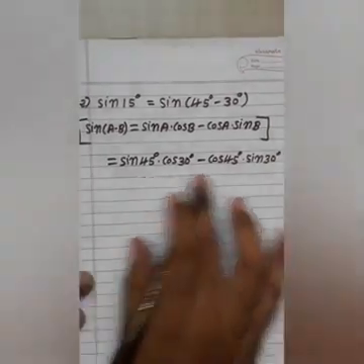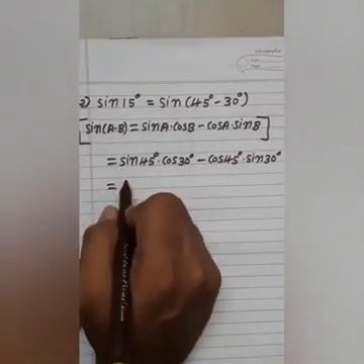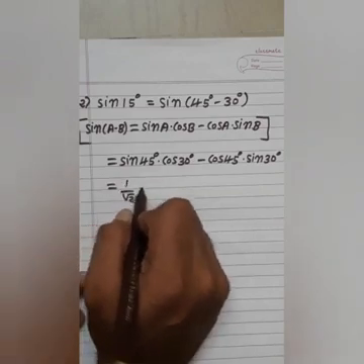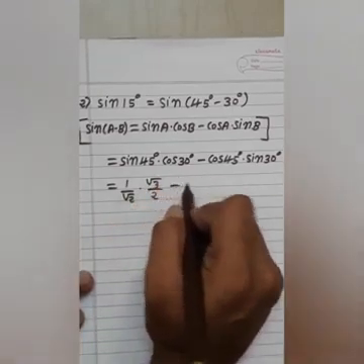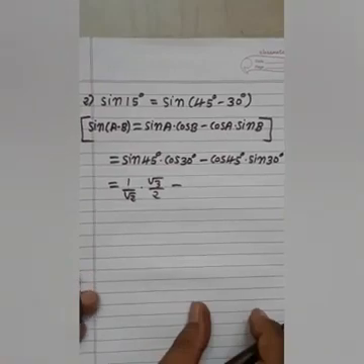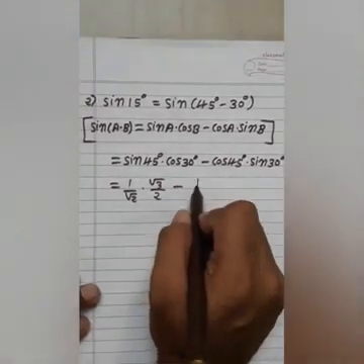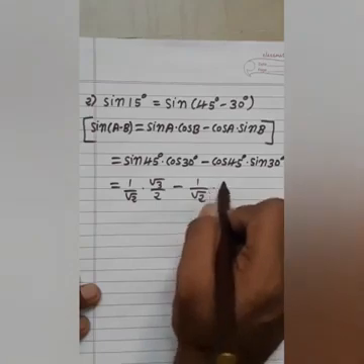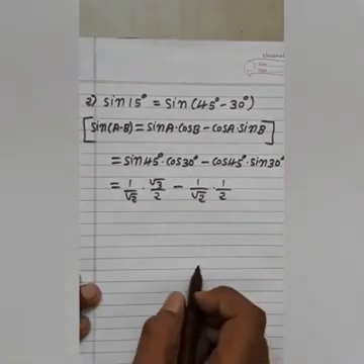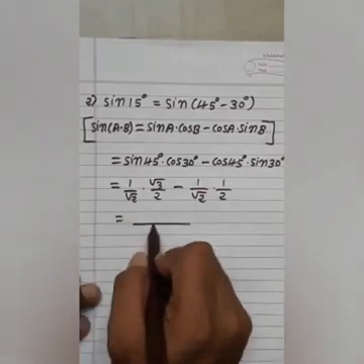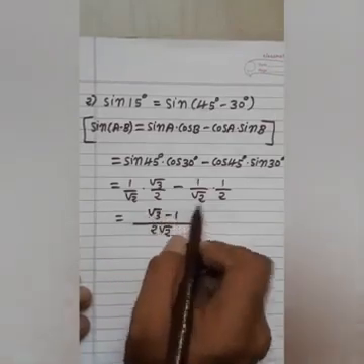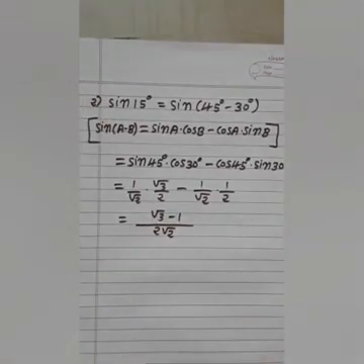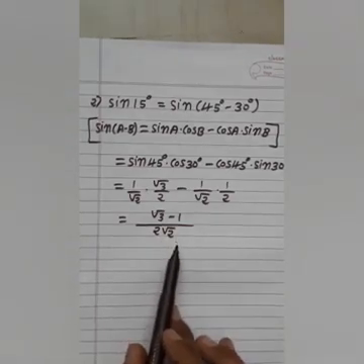Now again, all these values are present in the trigonometry table. Sine 45 means 1 by root 2. Cos 30 means root 3 by 2. In between is a minus sign, so written here minus. Cos 45 means 1 upon root 2, and sine 30 is 1 by 2. So with our LCM 2 root 2, we get root 3 minus 1. So the value of sine 15 is equal to root 3 minus 1 upon 2 root 2.